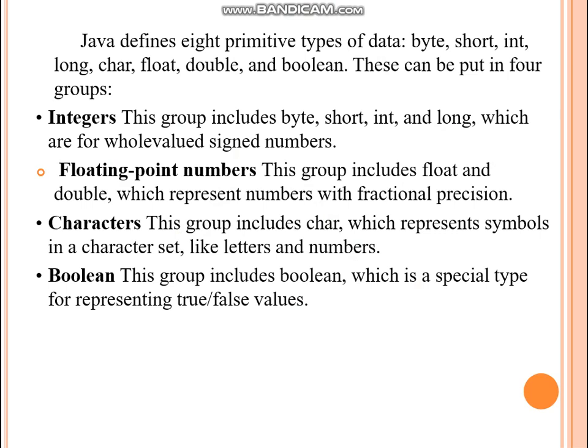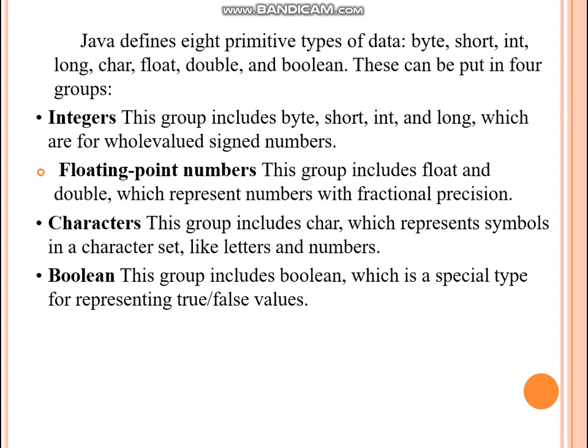Java defines 8 primitive data types. They are byte, short, integer, long, character, float, double, and boolean. These can be put in 4 groups. Integers: this group includes byte, short, integer, and long, which are for whole-value signed numbers.